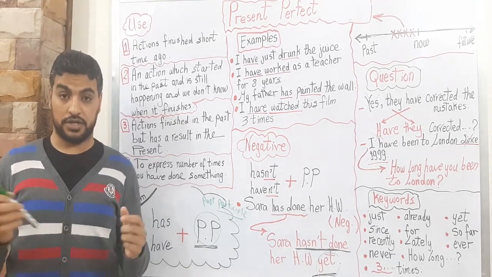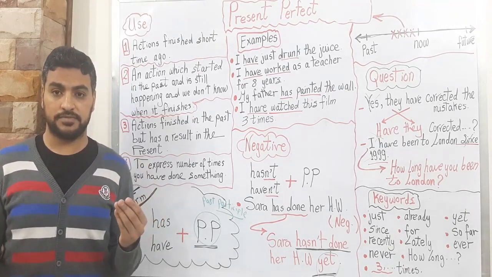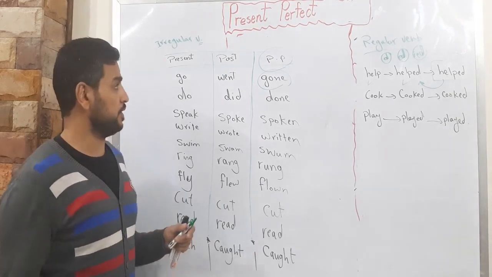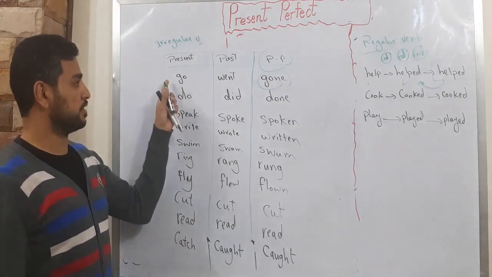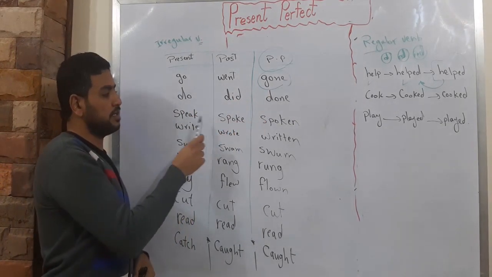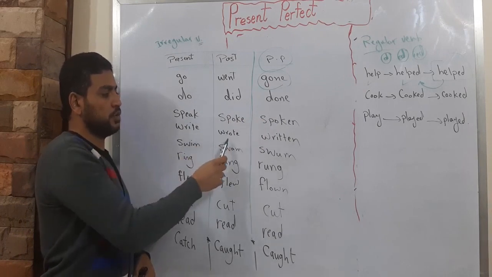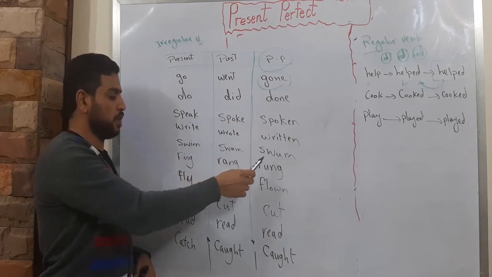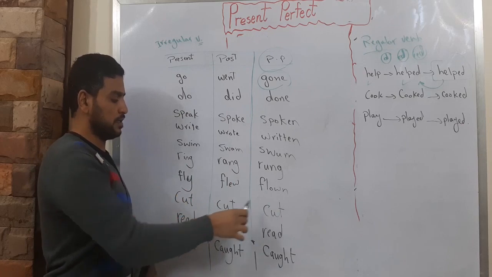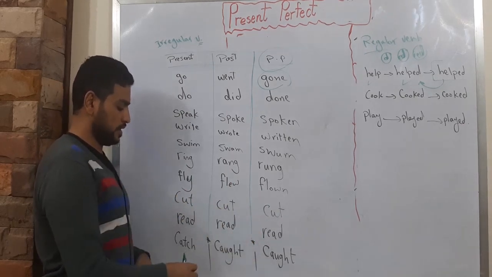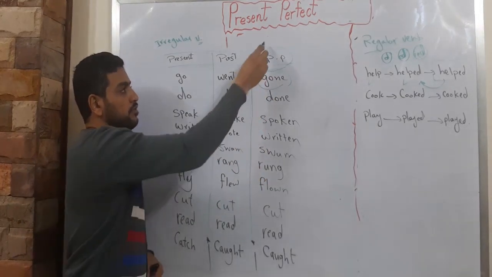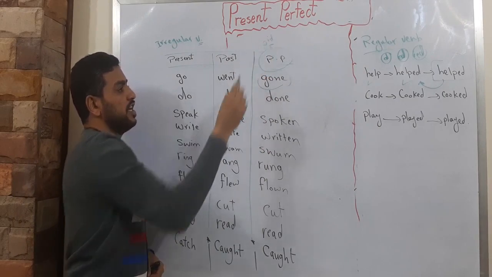Let's talk about some irregular verbs to make the lesson easier. Just listen carefully to these verbs. We have the irregular verbs here, like go, went, gone. Do, did, done. Speak, spoke, spoken. Write, wrote, written. Swim, swam, swum. Ring, rang, rung. Fly, flew, flown. Cut, cut, cut. Read, read, read. Catch, caught, caught.